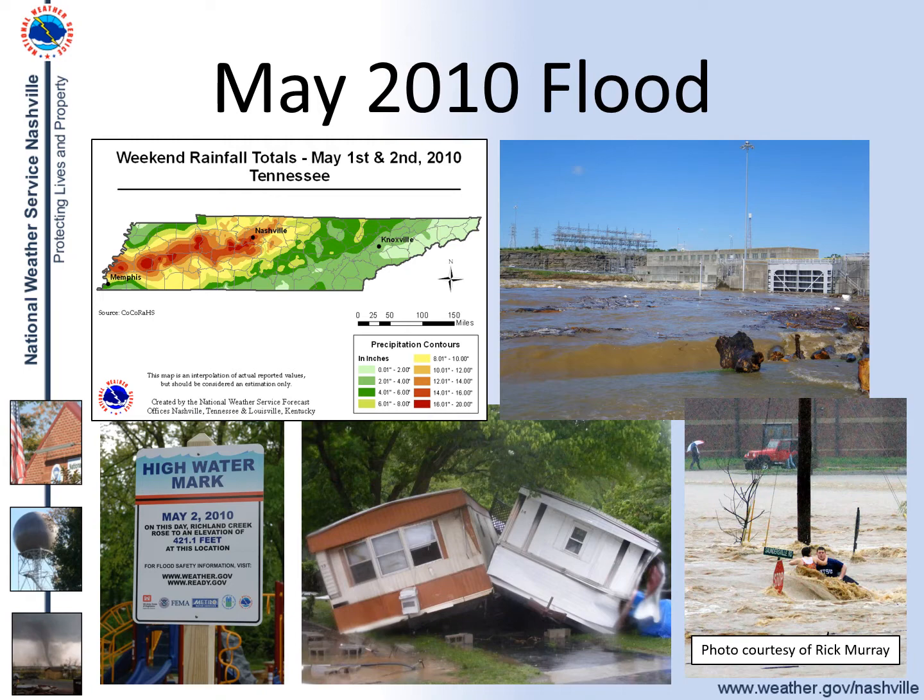In the upper right here, this is looking upstream at the backside of Old Hickory Dam. You see all the water coming out of it. The bottom left here is a high water mark on Richland Creek in the Nashville area that shows the peak water level. And this picture is just above my head when I took it. And then, of course, you see some of the impacts from flooding. Anything not anchored to the ground, mobile homes, can be picked up and transported downstream. And then on the right here, these people got caught. This is near Hendersonville. They got caught in the rapidly rising waters and had to be rescued.